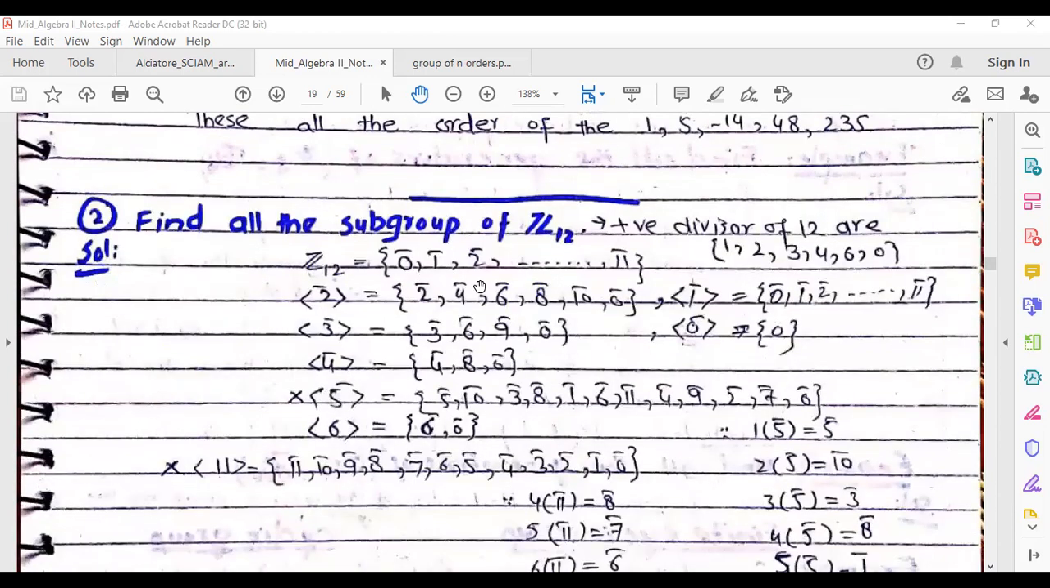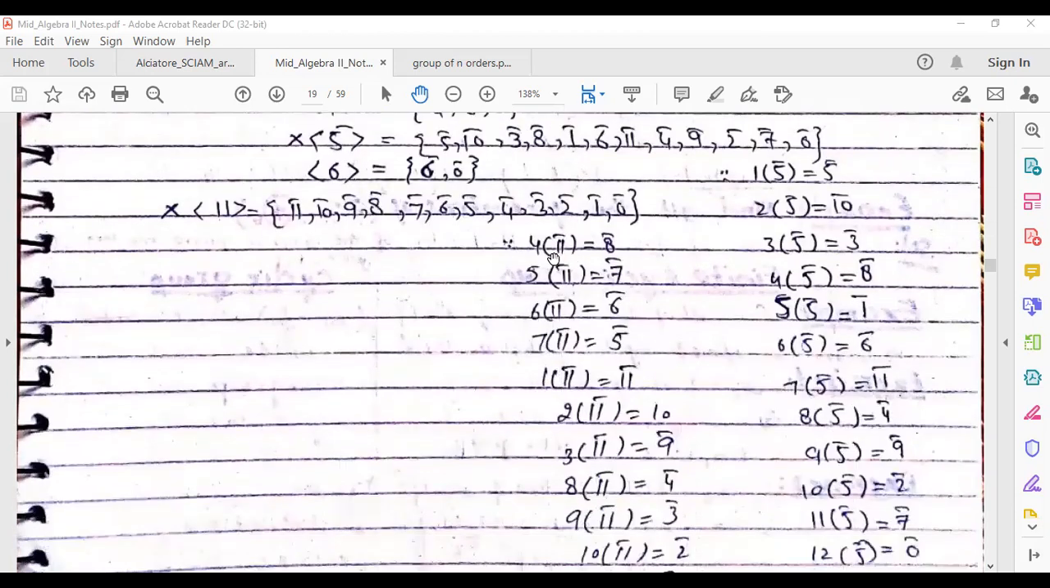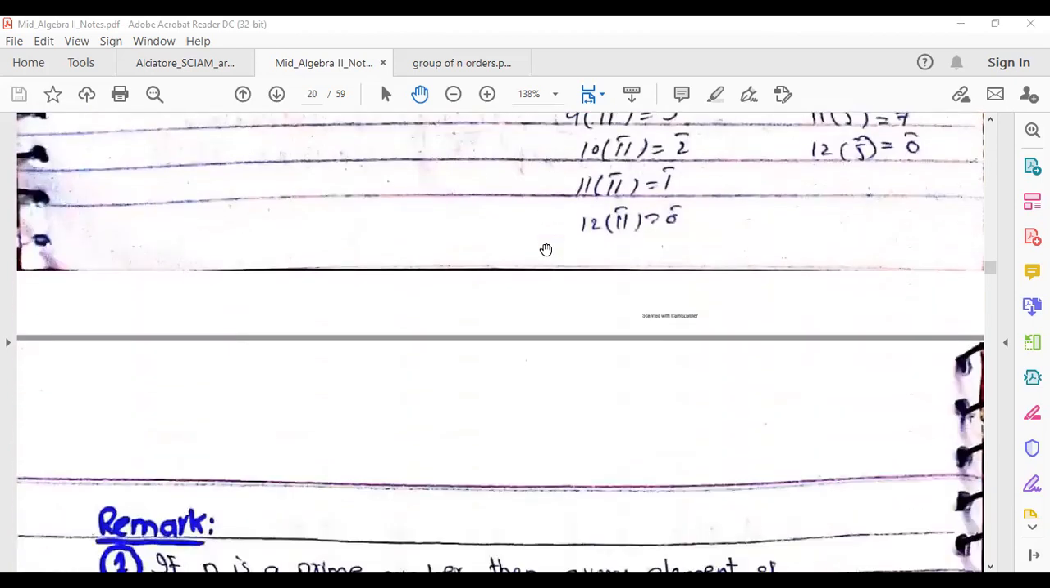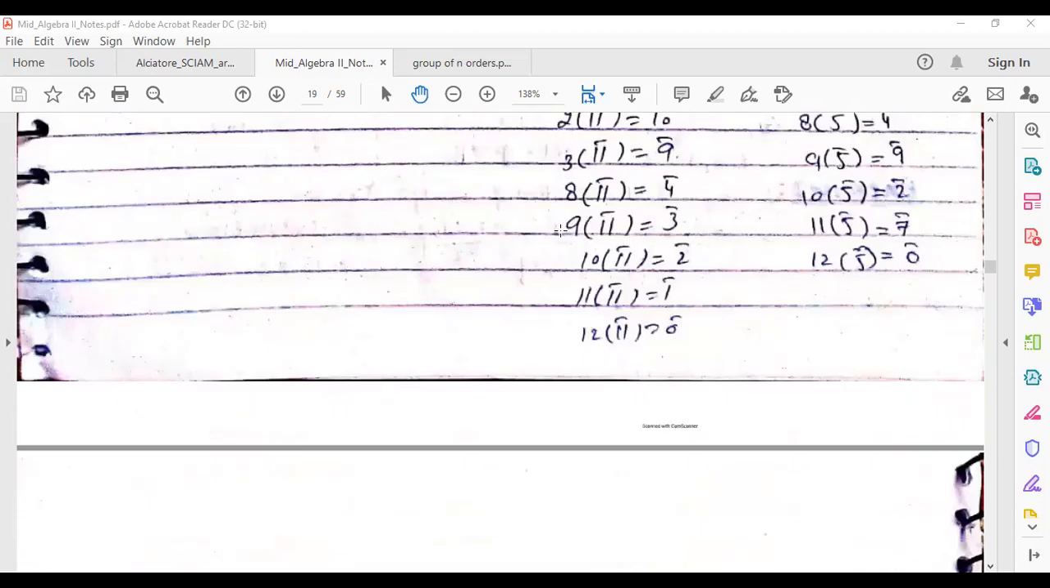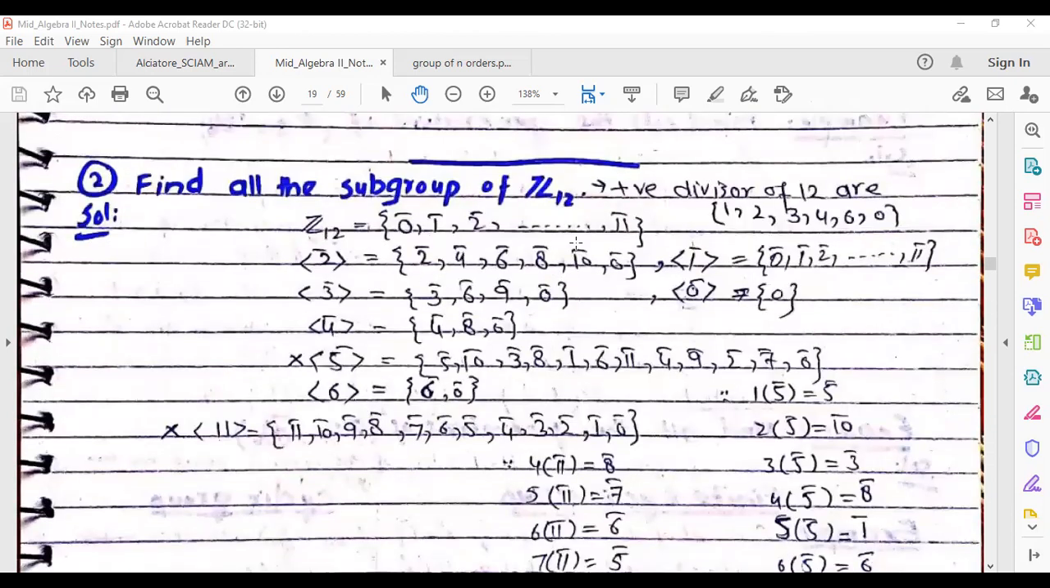So this is one another important example, in Z12, and you have to write all the orders and generators of Z12. This is the solution, and you try it by yourself, and hopefully you will get the right answer.